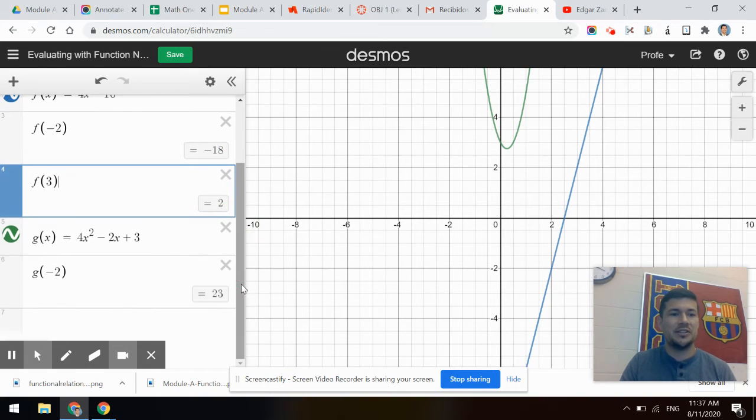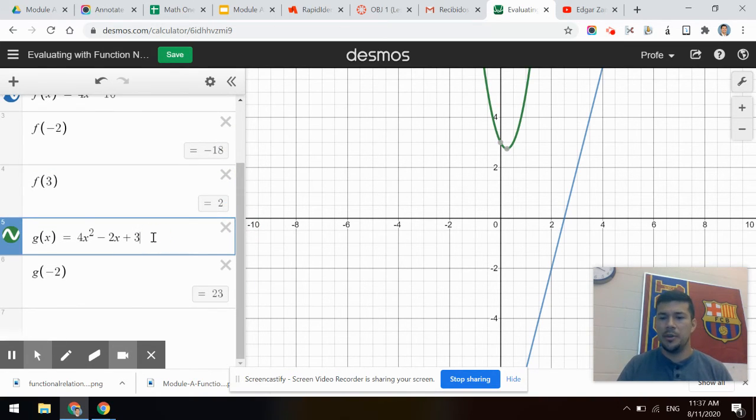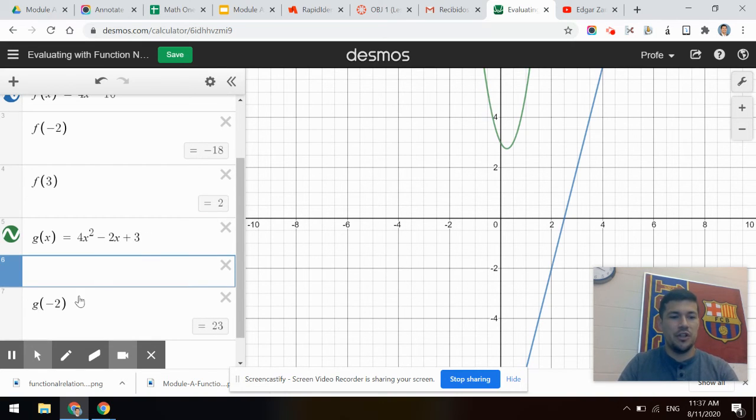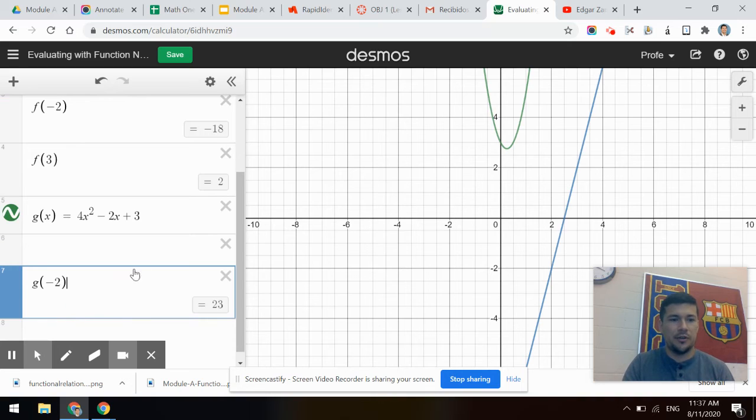We can extend this concept to more complicated functions. Here's something that you call a quadratic function, which you're going to look at much later in the semester. And don't be afraid. It looks kind of complex, but it's not bad at all. So this function is g of x. We can call them different names. g of x equals 4x squared minus 2x plus 3. If I were to evaluate g of negative 2, well, Desmos tells me its value is 23.